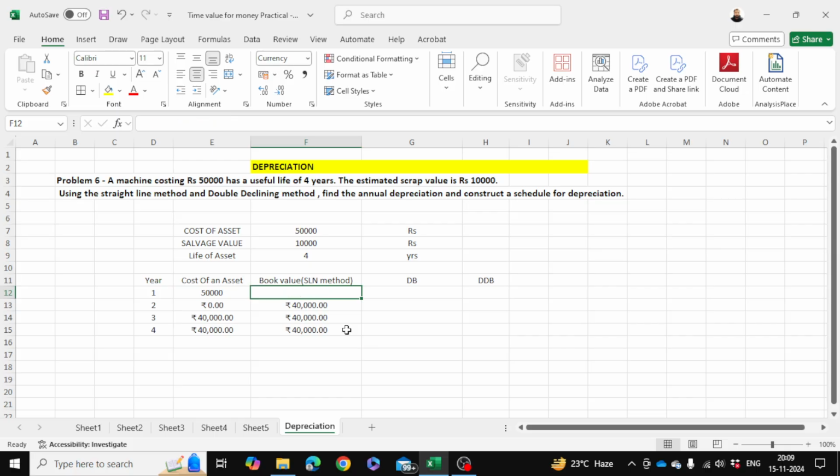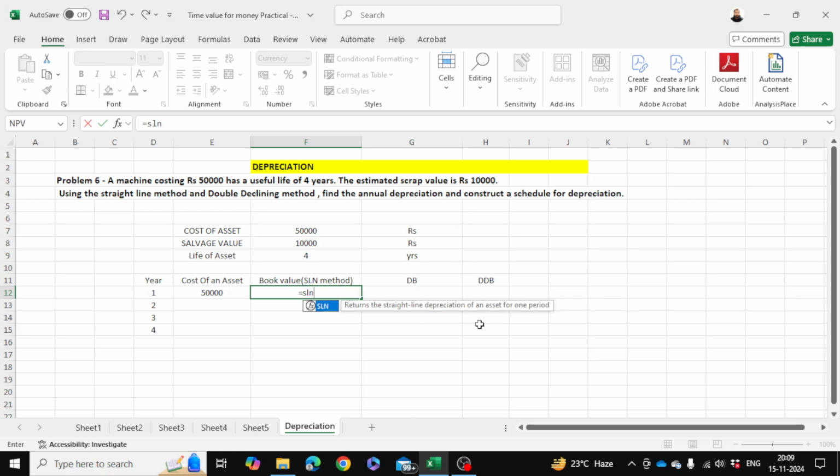Okay, let's delete it and do it again. So 50,000 is the cost of an asset, equals to SLN, right? Cost you will be taking here. Each time the cost will change, so we will not take the cost from the above value. Salvage will remain the same, so it will be constant, only this thing is going to be constant. And life is 1 year, every year you have to calculate it, right? So this is the value.